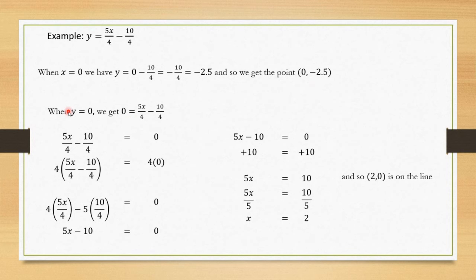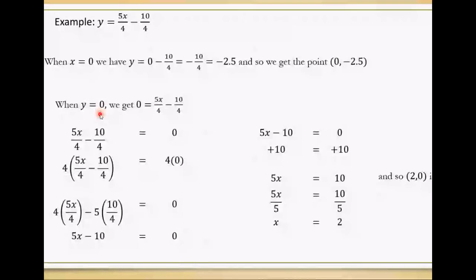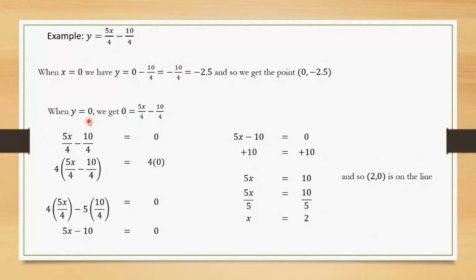Now, here we want another point on the line. So I said, okay, well, let's let y be 0 and see what happens. If we set y to be 0, then we have this equation to solve, as you can see. So that's what this work is doing. Basically here, I just interchange both sides. It's good. You really want to have the unknown on the left side of the equation.